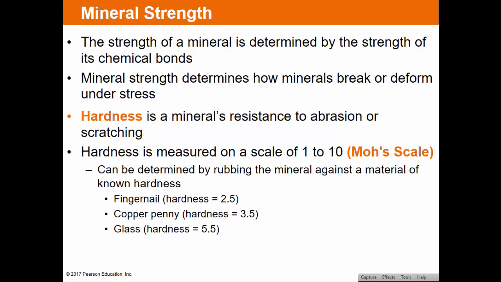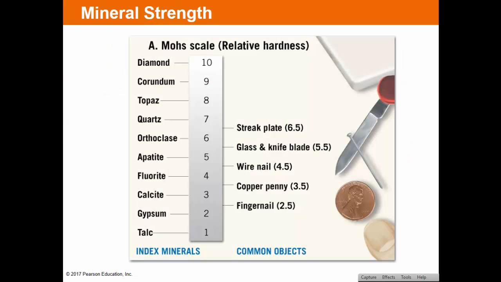So a fingernail has a hardness of about 2.5. So minerals with hardness of less than 2.5 can be scratched with a fingernail. Minerals of hardness harder than 2.5 will scratch a fingernail, all right? Glass has a hardness of 5.5, so glass can actually scratch copper, but copper can't scratch glass. And then minerals that are harder than 5.5 will actually scratch glass.